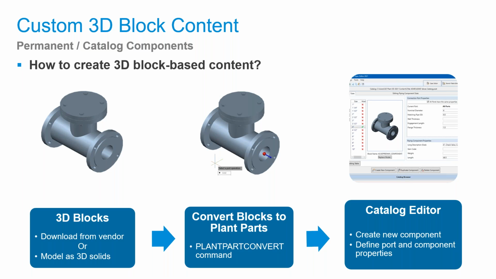And then you can convert those with plant part convert, which is where we add the metadata that works with Plant 3D, which is the port locations and directions for the ports. And then once you've done that with the plant part convert command, you can actually use the catalog editor to create that new component, which is going to have all the descriptive data. And then it will go out and allow you to pick that block and define the port and component properties. So let's just see if I've got this up here.